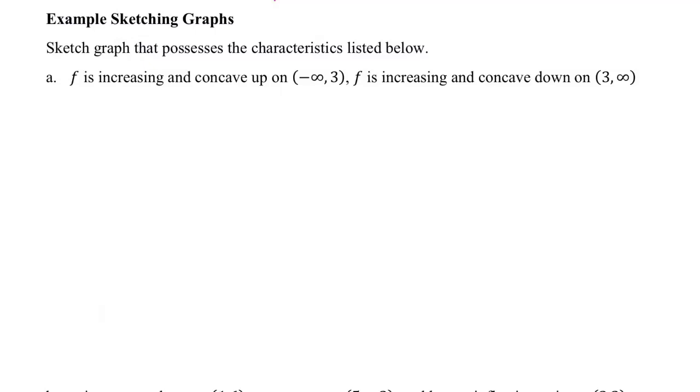Let's do some graph sketching examples. It says f is increasing and concave up on negative infinity to 3. So, all right, hold on a second. Let me sketch a number line. And here is 3. So to the left of 3, we're going up and we're concave up.